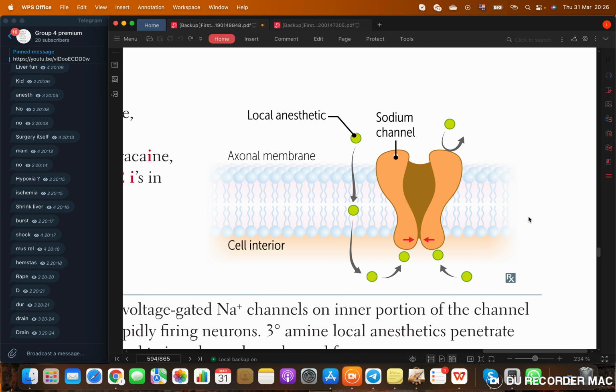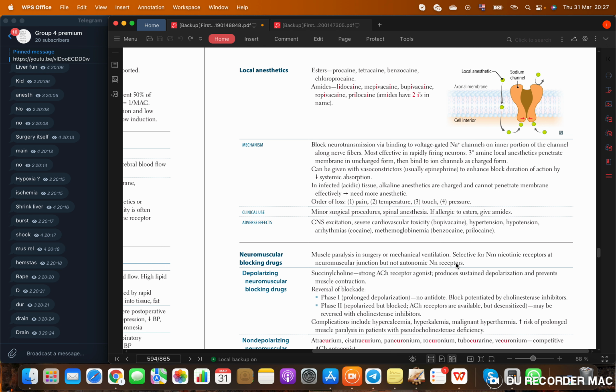So the mechanism: they block neurotransmission via binding to the voltage-gated sodium channels of the inner portion of the channel along the nerve fibers. If you remember, the nerve fibers used to look like this. It had the Schwann cells around it, and all over it there were plenty of sodium channels, and plenty of sodium channels in this area, which is called the nodes of Ranvier. All of these will be inhibited, decreasing the firing of neurotransmitter. So it is most effective in neurons that fire rapidly, because it inhibits the firing.